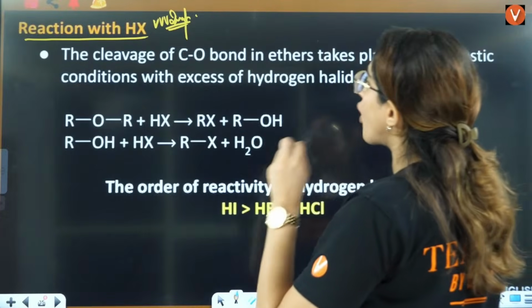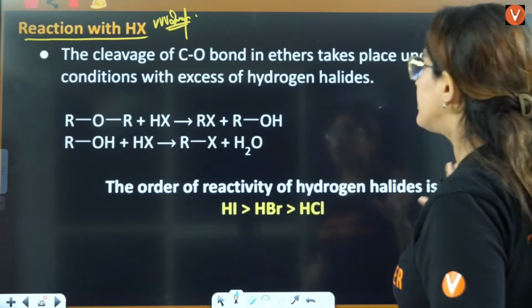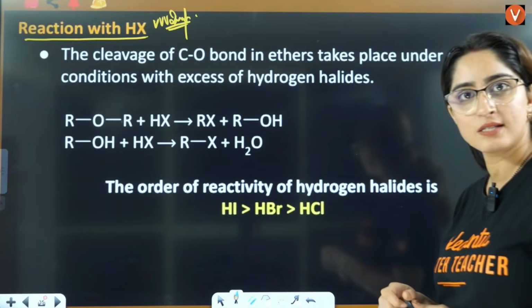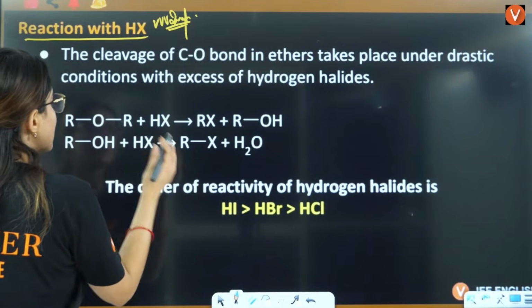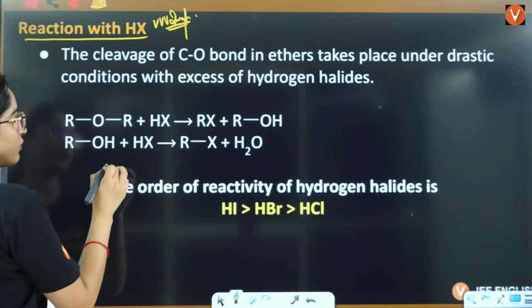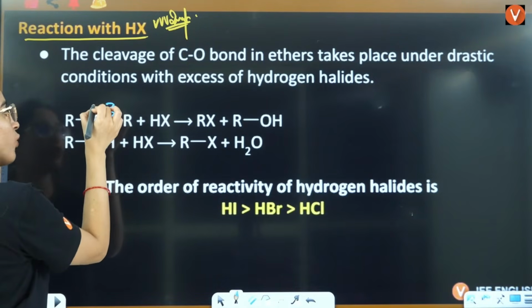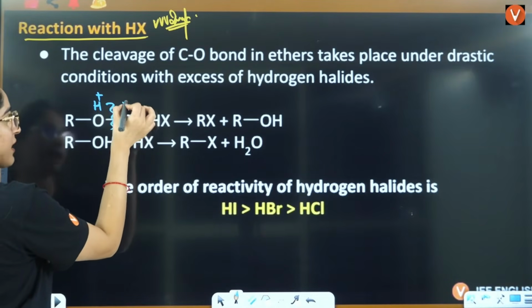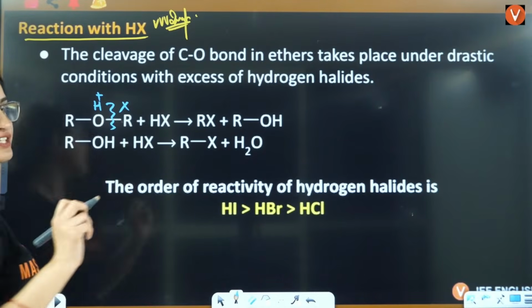The cleavage of the C-O bond in ethers takes place under drastic conditions with excess of hydrogen halides. We are saying that you have an ether and you have HX. What will happen? Either of these bonds will break. With the O negative you will have H positive, and with this you will have X. So you will have the formation of RX and ROH here.